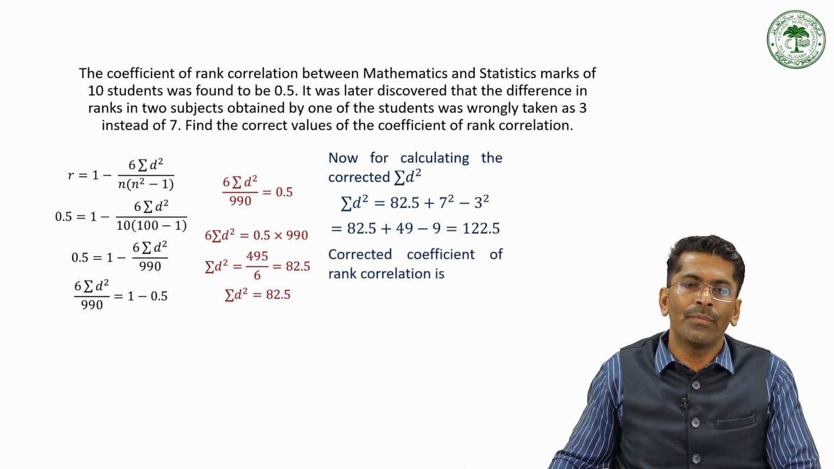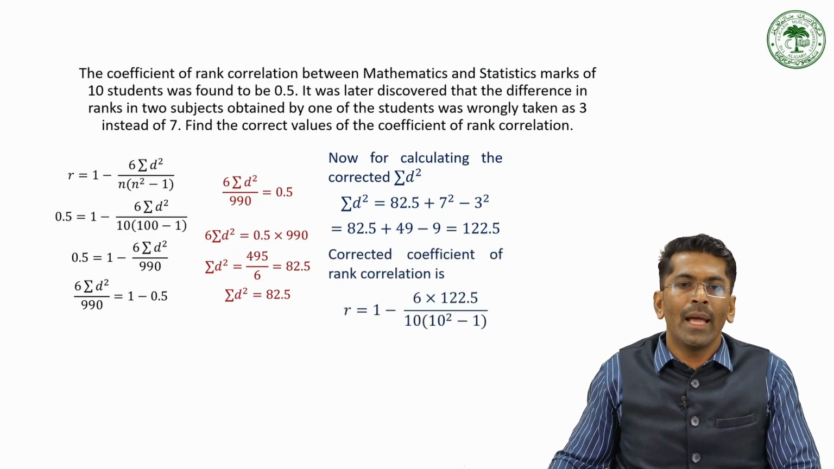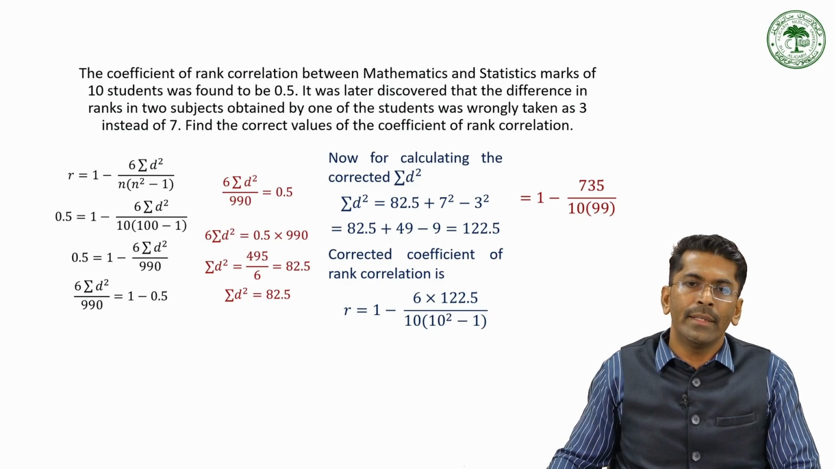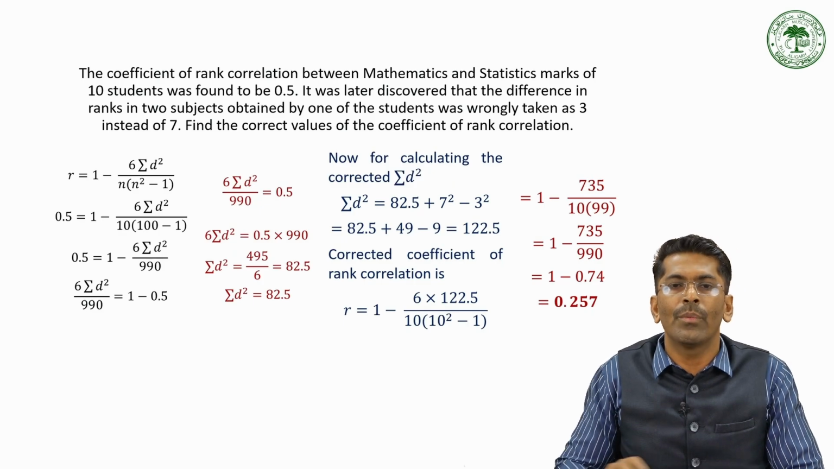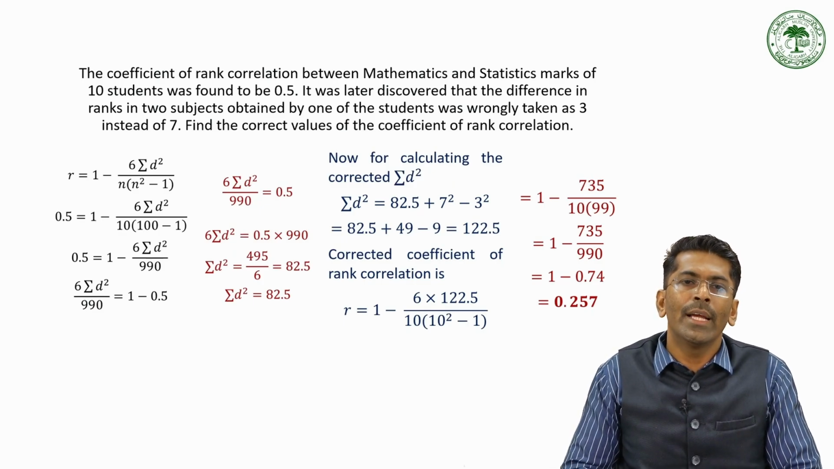So it is 122.5. Now we can calculate the correct correlation coefficient, that is 1 minus 6 into sum of d square, which is 122.5, divided by 10 into 10 square minus 1. So it is equal to 1 minus the numerator term. If you multiply it, it is equal to 735. Then 10 into 10 square minus 1, which is 99 into 10, is equal to 990. So the ratio between these two is equal to 0.74. So 1 minus 0.74 is equal to 0.257. That means the new, correct correlation, instead of 0.5, is equal to 0.257.